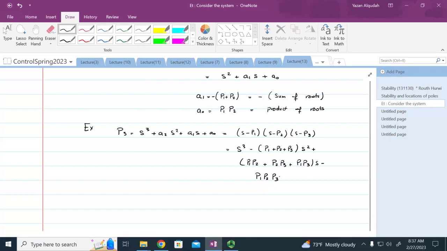So what are the coefficients? How are the coefficients related to the location of the poles? A2 is the sum. A1 is the multiplication with i not equal to j, all the terms: P1 P2, P2 P3, P1 P3. And A0 is the multiplication of all the roots. So we can generalize this.